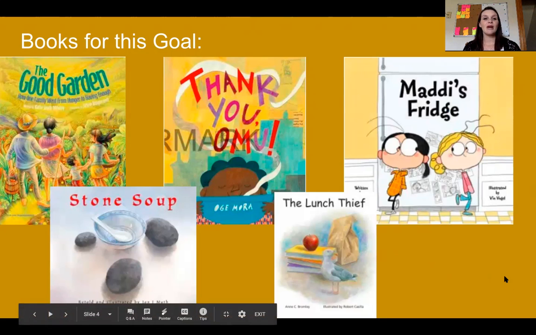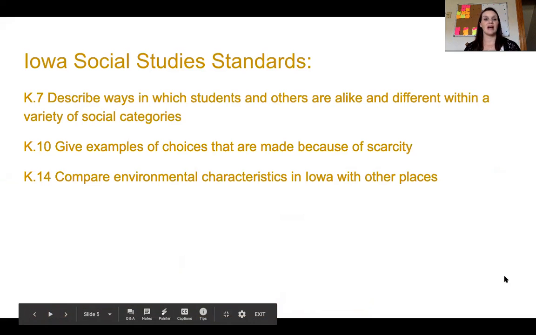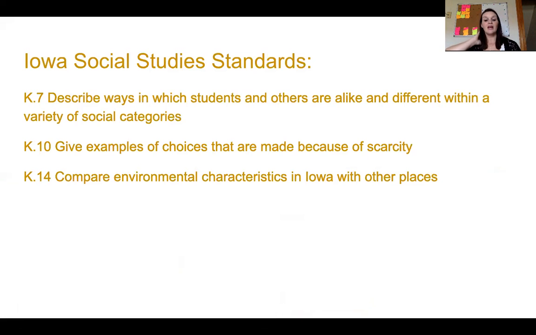So as we're thinking about these themes in these books, this idea of zero hunger, I went through and pulled out some of the social studies standards that might connect with these. So in kindergarten, we can look at ways we're alike and different, right? They look at a variety of social categories. So it's types of food we eat, ways we grow our food, it's how we share with our community. Giving examples of choices that are made because of scarcity, I thought was really important.